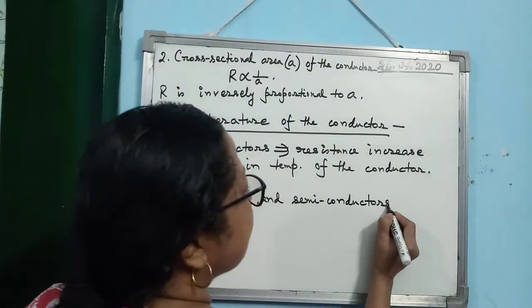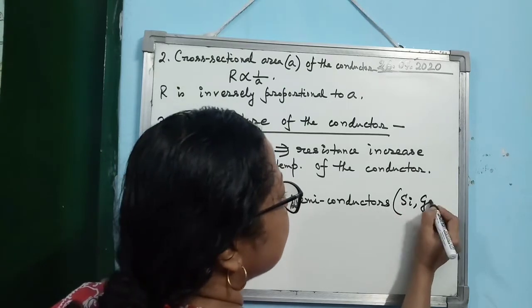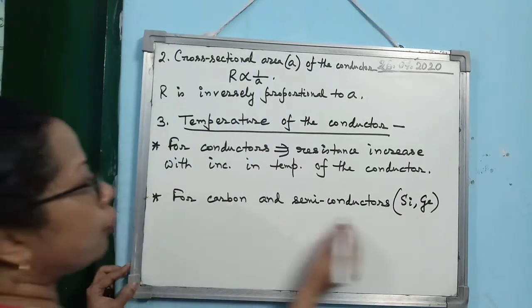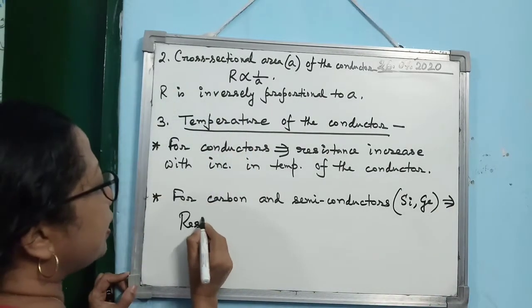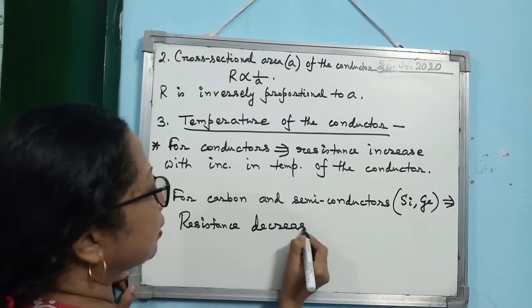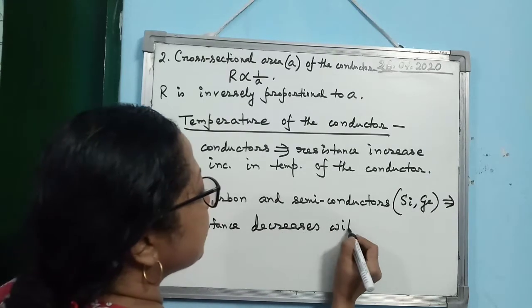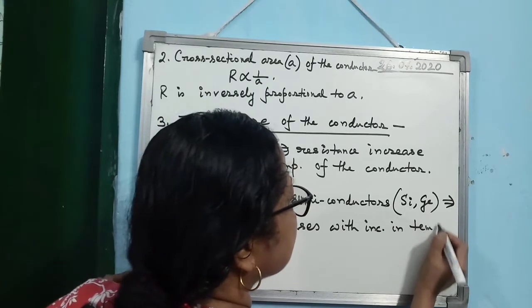And carbon and semiconductors. What are the carbon and semiconductors? Silicon and germanium. Okay. For them, what happens? This is very important. Resistance decreases with rising temperature, or with an increase in temperature.